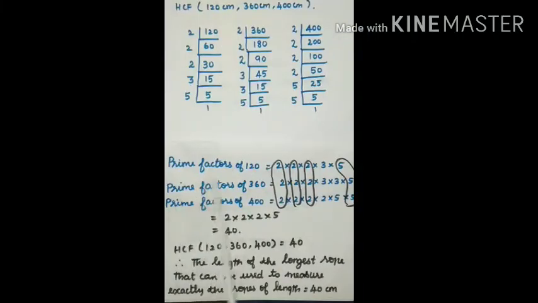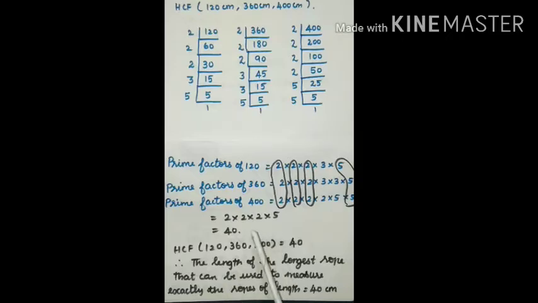Therefore, the prime factors of 120 is equal to 2 into 2 into 2 into 3 into 5. Prime factors of 360 is equal to 2 into 2 into 2 into 3 into 3 into 5. And the prime factors of 400 is equal to 2 into 2 into 2 into 2 into 5 into 5.